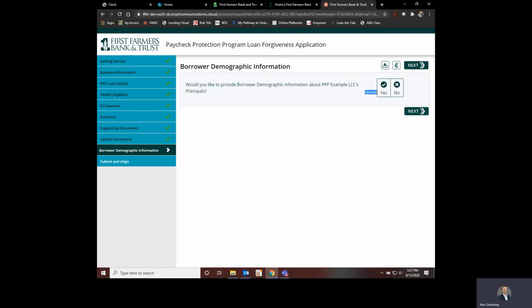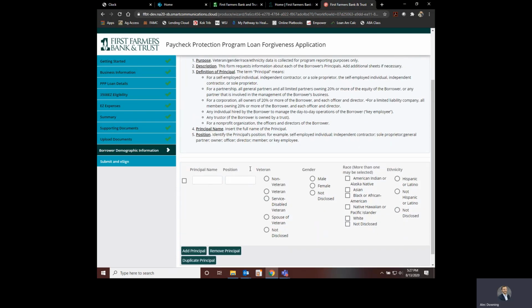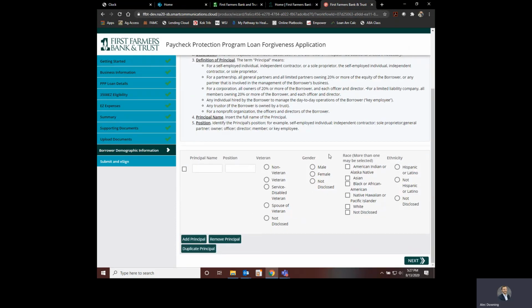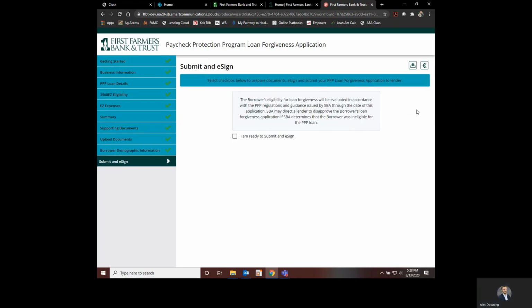Now here last, you can submit borrower demographic information. This is optional, but it's something that the government always likes to get on their forms if they can. Again, this is optional. If you want to, they do it for program reporting purposes. Congress asked the SBA about this. So if you want to put in each principal borrower, which would be anyone that owns 20% or more of the business, with the veteran status, gender, race, and ethnicity status. So for this example, since it's optional, I'm just going to put no. You can feel free, please, to fill that out if you would like.